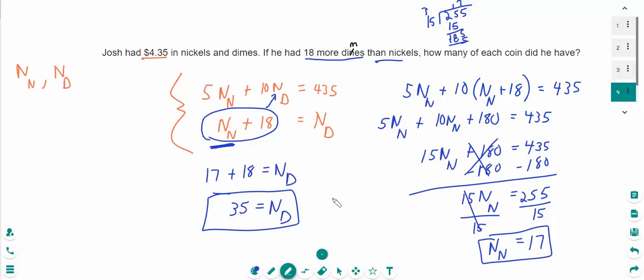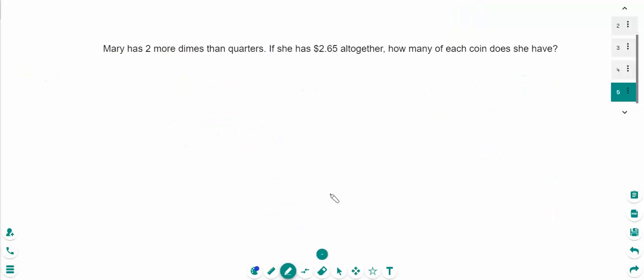Excellent. All right, let's try one more here and see how you do. All right, so it says Mary has 2 more dimes than quarters. So we get some quarters in on this one. If she has $2.65 altogether, how many of each coin does she have? Well, go ahead and pause the video, try it yourself, and then we'll do it together.